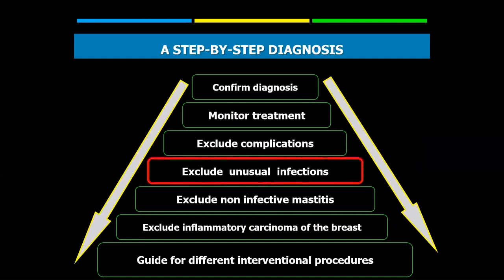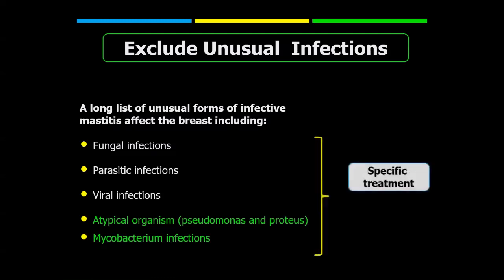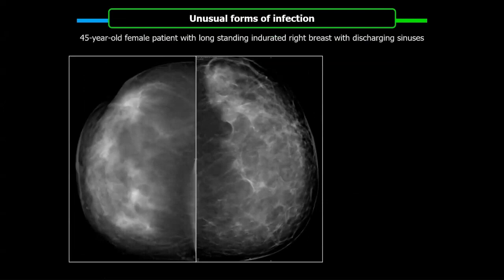We will now move another step down to exclude unusual forms of infection. And we have a long list of unusual forms of infection. Actually, during my practice, I have only encountered the atypical organisms, which include the Pseudomonas and the Proteus infection and the Mycobacterium infections. The problem with these organisms is that they need specific treatment. They will never respond to the normal antibiotics that are usually given to the patients. This was one example. She was a 45-year-old female patient with a long-standing indurated right breast with discharging sinuses, which was not responding to any form of antibiotic.